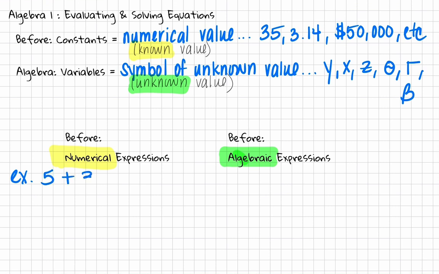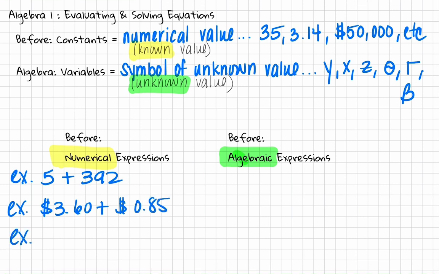So 5 plus 392, $3.60 plus 85 cents, and then I'm going to do a division one. Let's put 1200 divided by 48. In each case, it's numerical value, numerical value, numerical value, numerical value at the top, numerical value at the bottom. But when you get an algebraic expression, you will have numerical value, but you'll also have a variable.